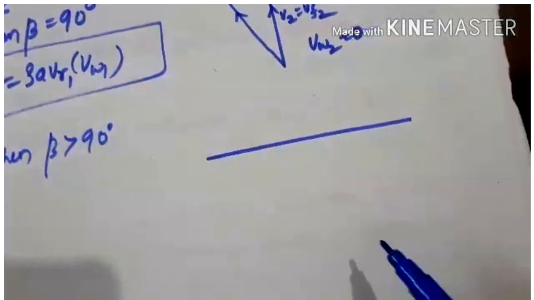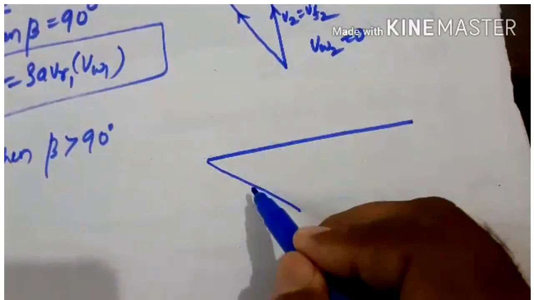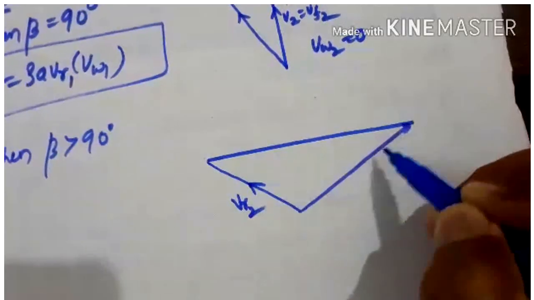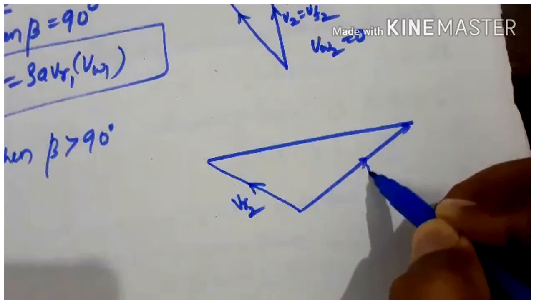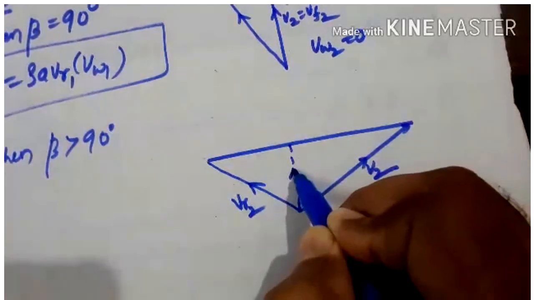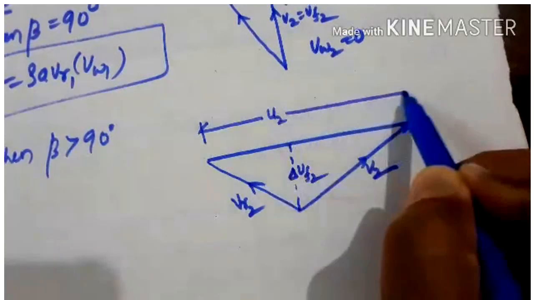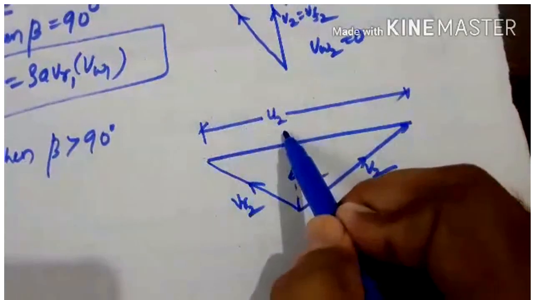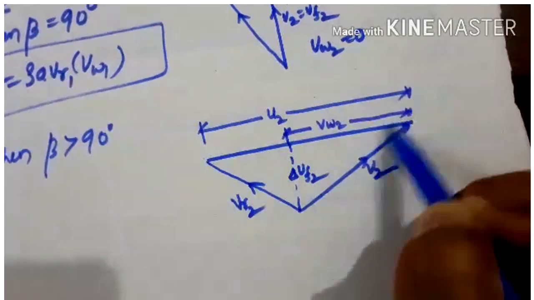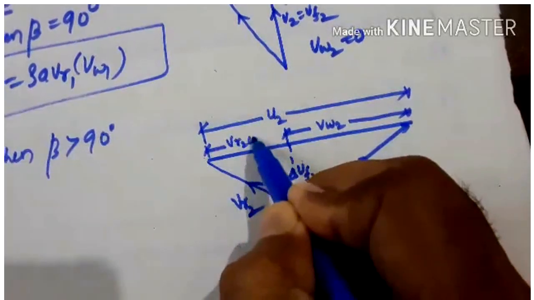Will be like this figure, and VR2 will be as it is, and V2 will be like this. This V2 becomes like this. This is to be V2, and this vertical component will be as it is, that is VF2, and this whole will be U2. From here to here is U2, and this will be VW2, and this will be the component of VR2 cos pi.